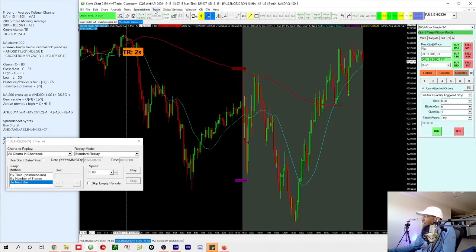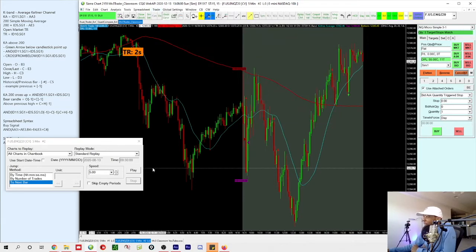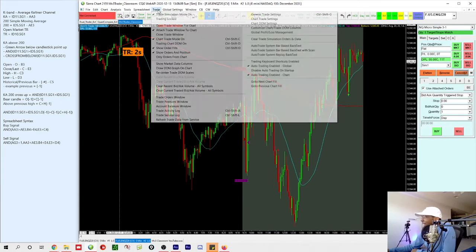All right, so another way that you can back test with this is you can go up here to Trade, and then you have some options over here for auto trade system bar base back test, or auto trade system bar back test with scan, auto trade replay back test. I've used all of these, and they are prone to making mistakes. So let's just go to this first one. Okay, so it's telling me that I need to disconnect from the data feed in order to do that.